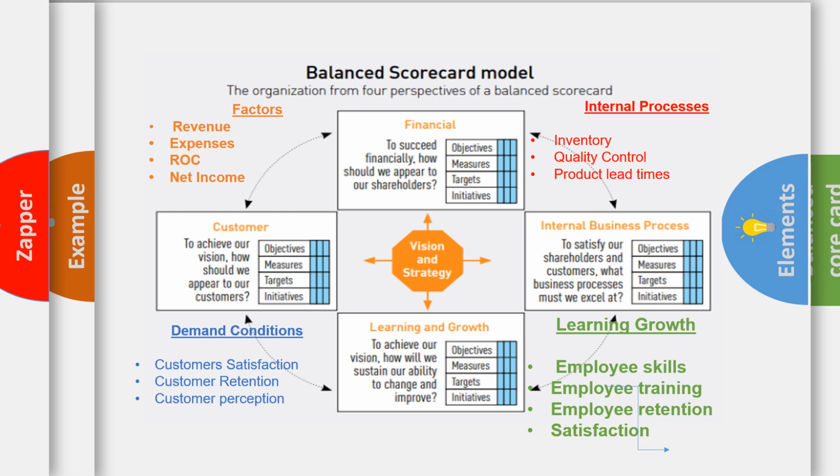And then we have learning and growth, and learning and growth takes into consideration employee skills, employee training, employee retention and satisfaction. If you're losing lots of your staff and you have to keep re-employing them, it's costing you a lot more money to do that. And if you train your staff and then they leave, again, it's costing you a lot more money to get new staff and train them before they leave again.